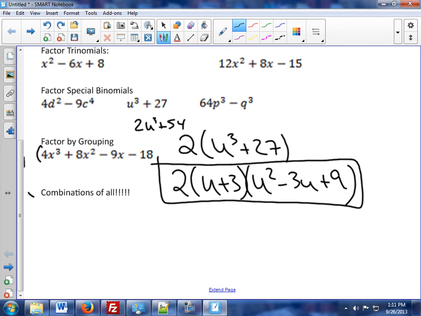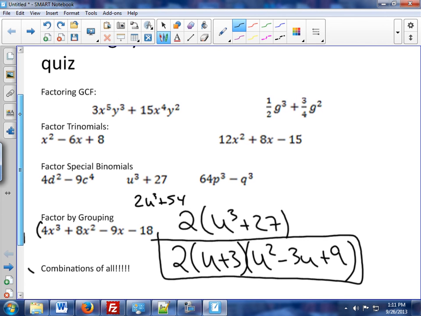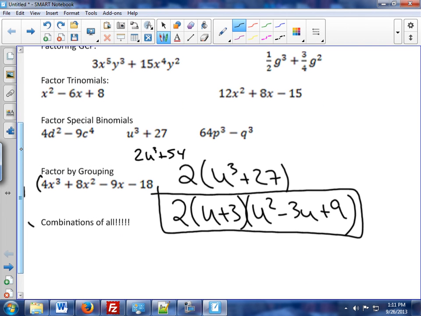Okay? Combinations happen a lot when we get up to this part. GCF and trinomials. Okay? So, I would make sure I know how to do all that.